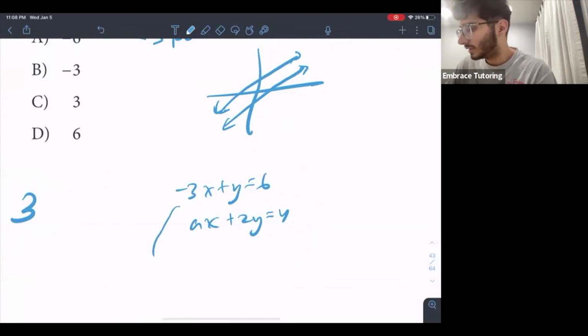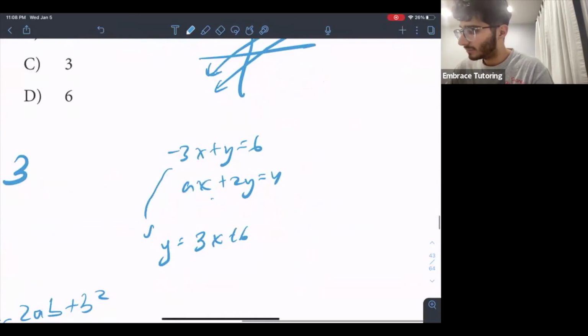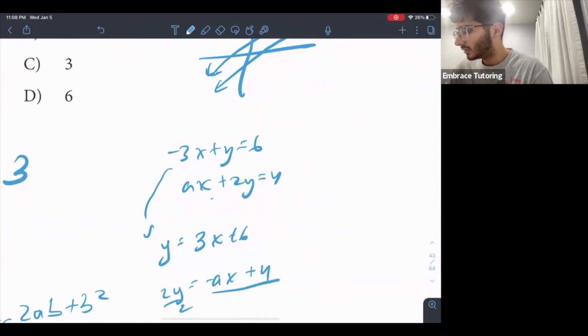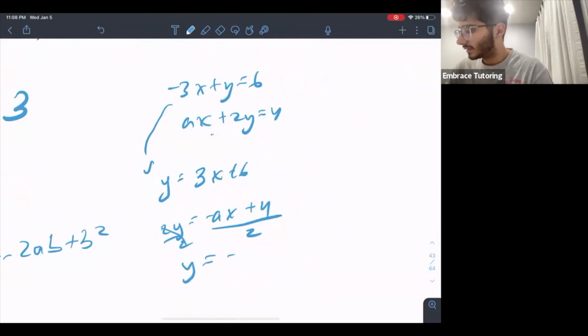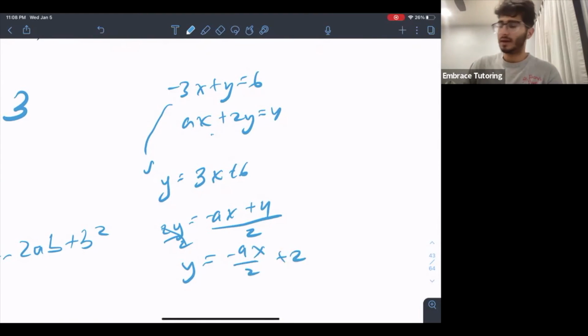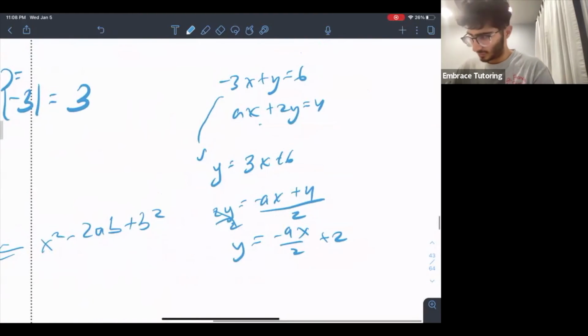Okay, so let's put this in the form. So you get y is equal to 3x plus 6. We can put this into the same form to get 2y is equal to negative ax plus 4, divided by 2 to get y is equal to negative ax over 2 plus 2. The y intercepts don't matter though. I'm just looking for the slopes.